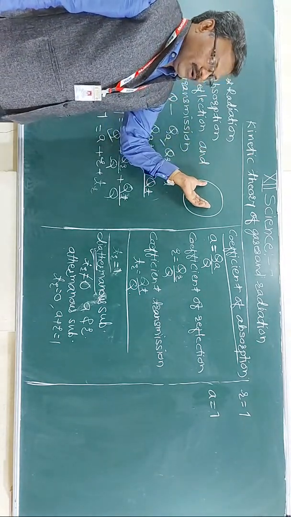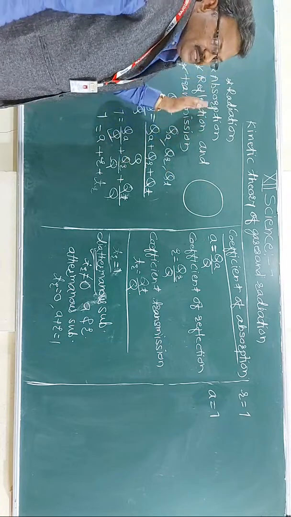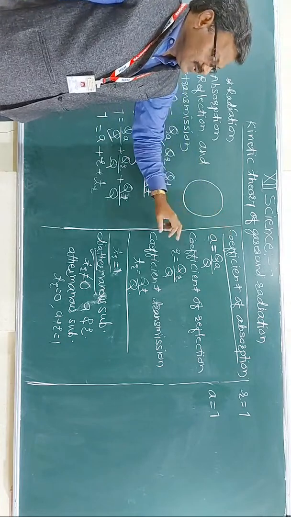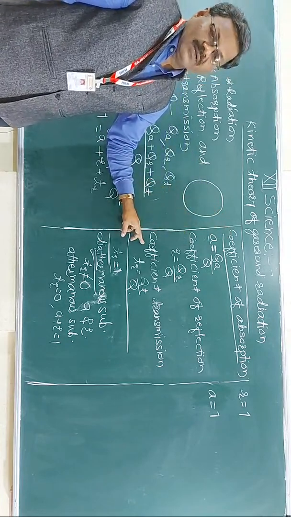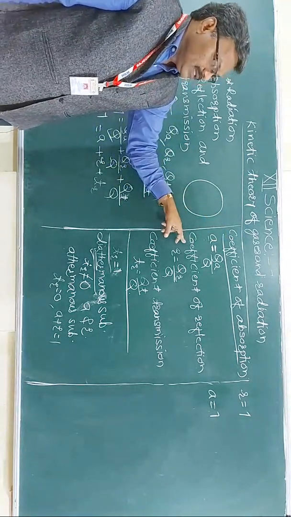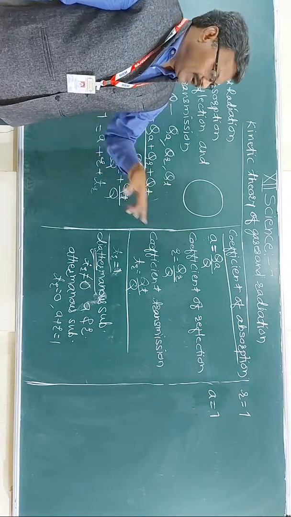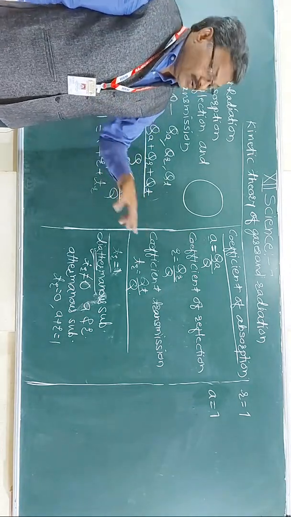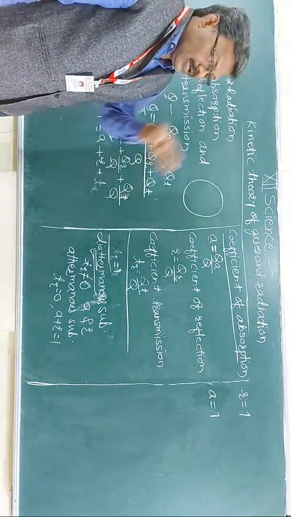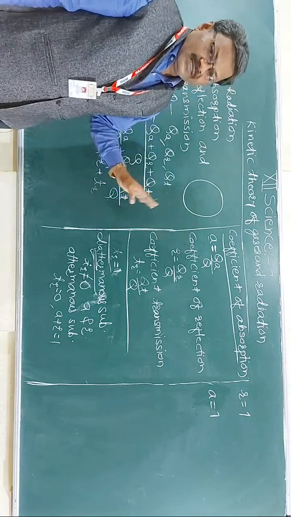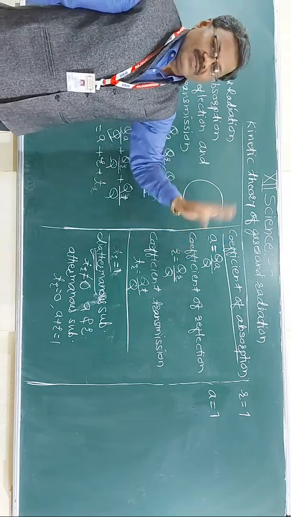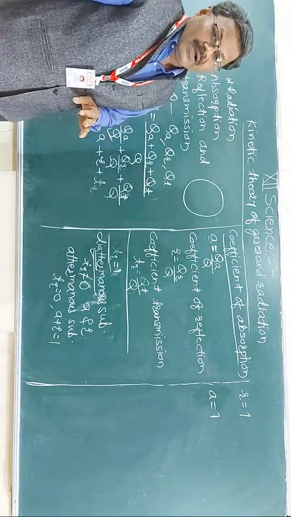Now we also have terms related to absorption, reflection and transmission. These are known as the coefficient of absorption, coefficient of reflection and coefficient of transmission. They represent the ability of a body to absorb, the ability of a body to reflect, and the ability of a body to transmit energy. These abilities are represented in terms of the coefficient of absorption, coefficient of reflection and coefficient of transmission.